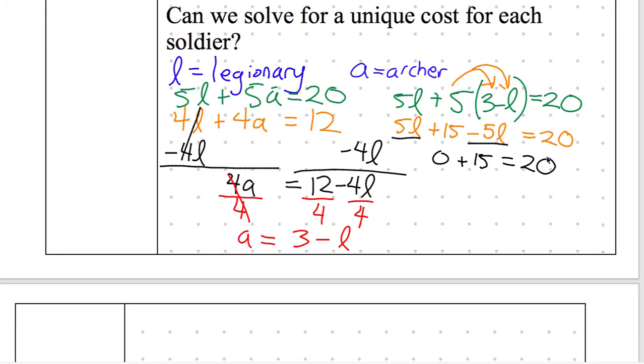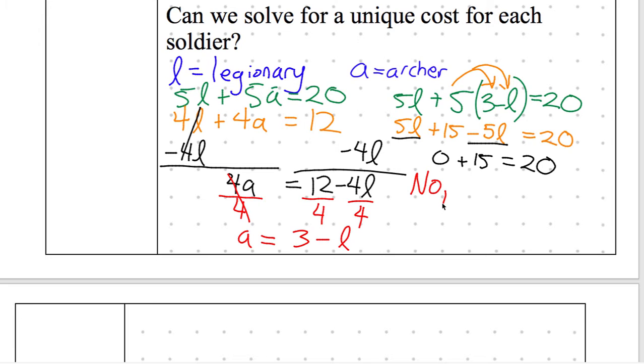15 equals 20. Okay, so can we find a unique cost for each solder? Did we get something like L equals 5? No, we didn't. So the answer is no, we cannot. No. But why? Because there's one solution. We can't say it's because there's one solution.